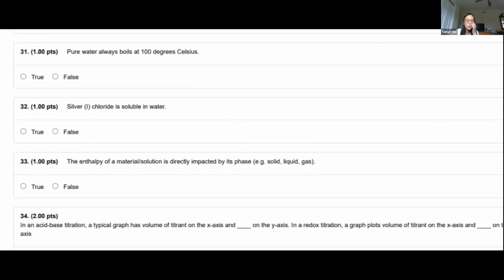This one is actually false because the boiling point is not only affected by temperature, it is also affected by the pressure. So at sea level, it's always 100 degrees, but as you go higher, it will start to boil at lower temperatures.